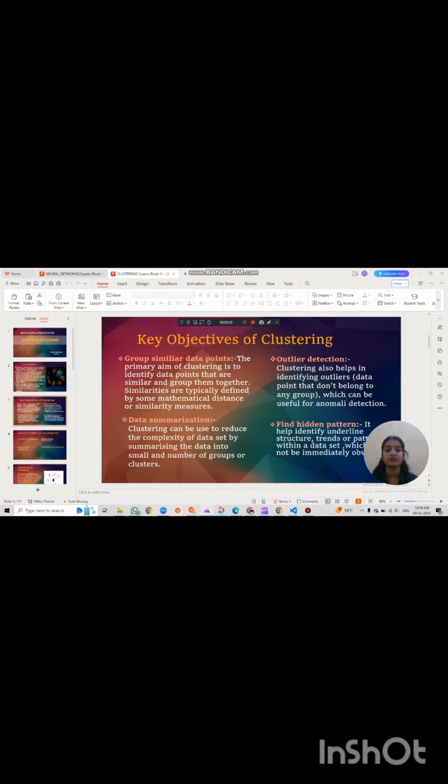Number 3. Data summarization. Clustering can be used to reduce the complexity of a data set by summarizing the data into a small number of groups or clusters. Number 4. Find hidden patterns. It helps to identify underlying structure, trends, or patterns within a dataset which may not be immediately obvious.